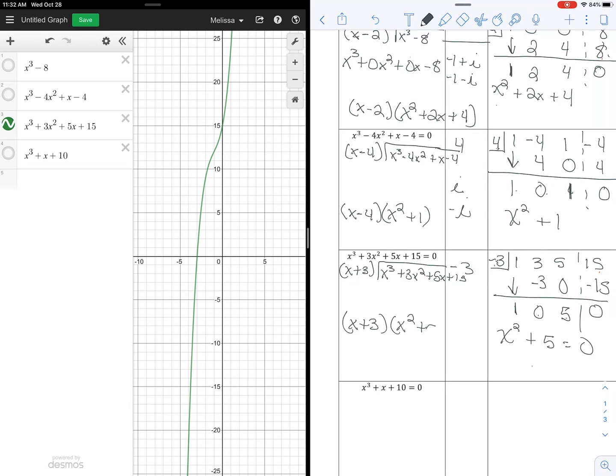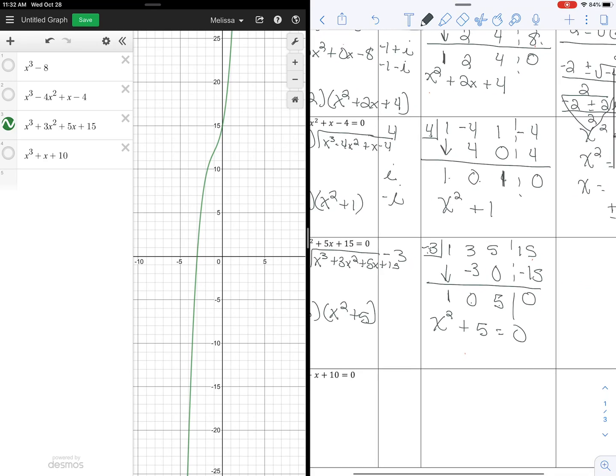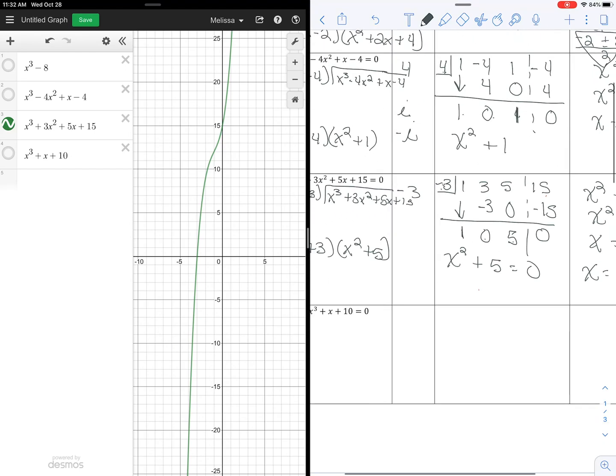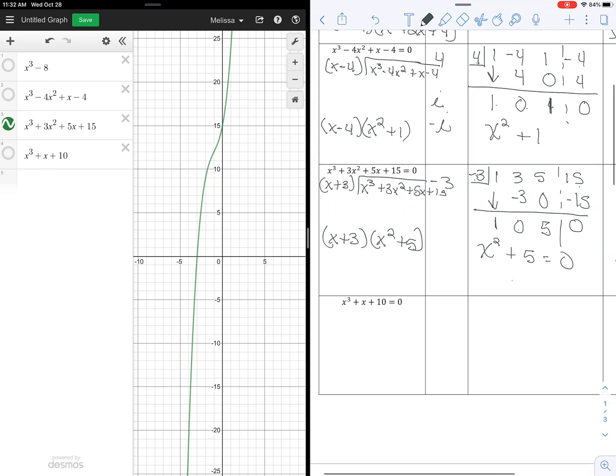So my factors for this are x plus 3, and then I have a quadratic factor of x squared plus 5. Now, if I have a quadratic factor that's a binomial, I can simply write this as x squared plus 5 equals 0. I get x squared is equal to negative 5. X is equal to plus or minus the square root of negative 5. Remember, the i comes out, so x is equal to plus or minus i radical 5.